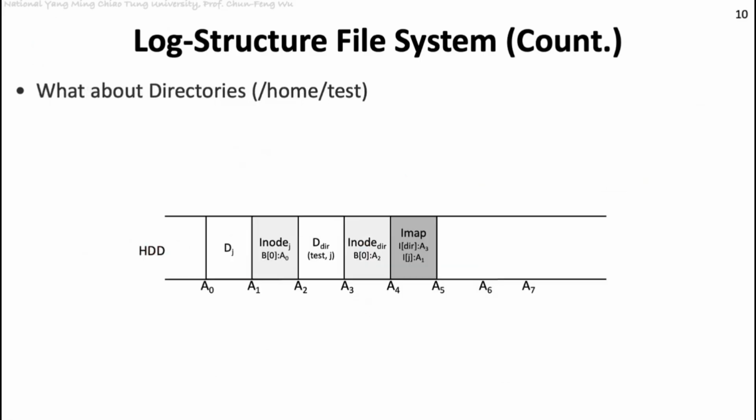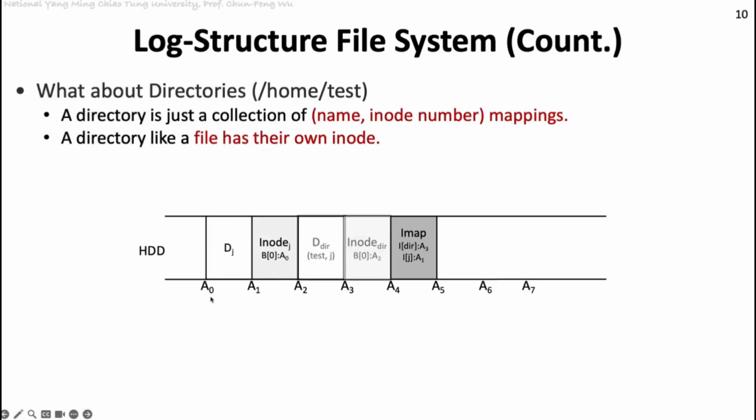Okay. So there is an example to let you know about the directories. I think from now on there will be new material that was not included in the past two weeks. We have the inode map and the inode directory. A directory is just a collection of name and inode number mappings.